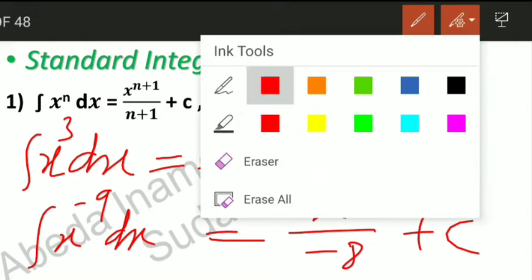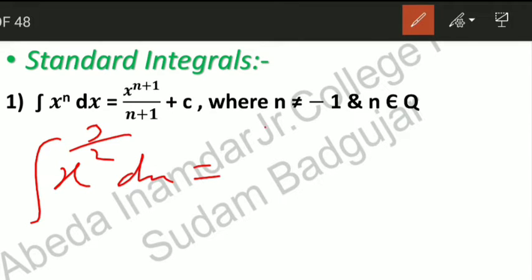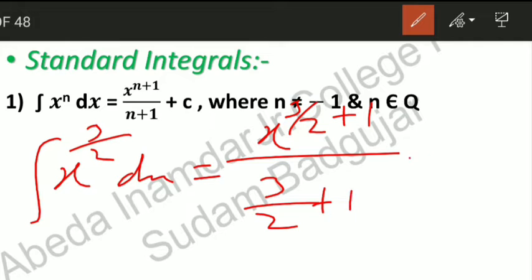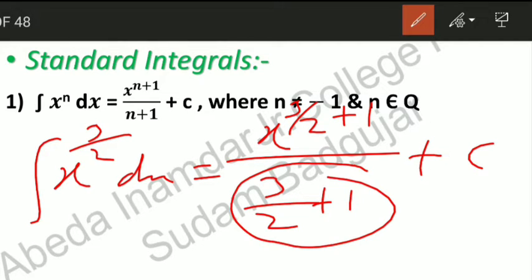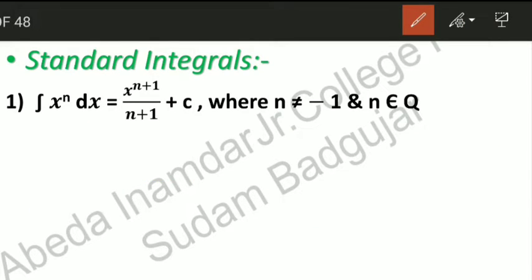Okay. We can take one more example, that is the integration of x raised to 3 by 2. It becomes x raised to 3 by 2 plus 1 upon 3 by 2 plus 1 plus c. Then you have to simplify the addition of these fractions, you will get the final answer. Okay. It is very simple, that is the application of the formula. It means for a variable raised to a number you have to apply formula number 1.